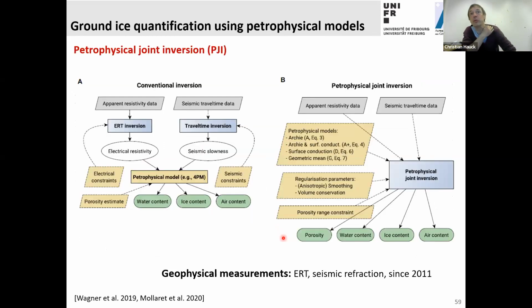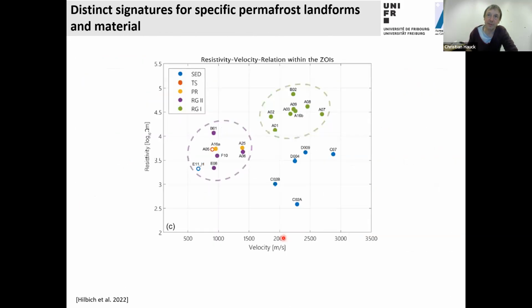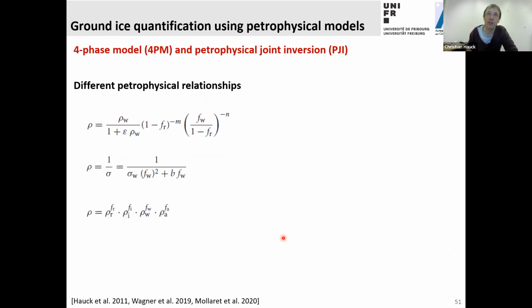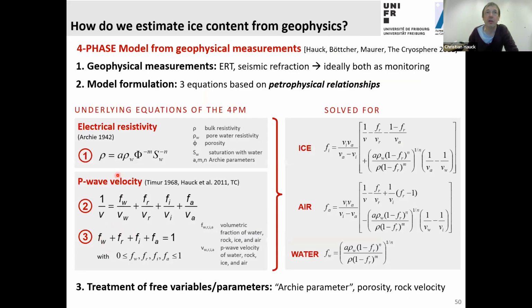And the last part, which I would like to show you, is the ground ice quantification. Now, if I go back to this so-called four-phase model here, I told you we have three equations for four unknowns. The four unknowns are the water content, the rock content, the ice content, and the air content for every model cell. We have only three equations. So if we want to have a simple model, we need to prescribe one of these fractions.